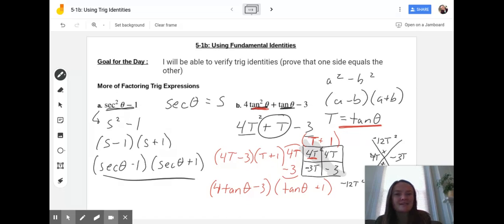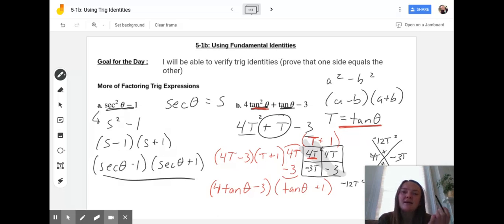Basically, the skills that I need to verify include factoring, they include adding fractions, they include knowing my identities, and they include just kind of using your creative solving skills. So, what we're going to do today is just kind of build on that. So, first thing, we learned how to factor trig expressions.